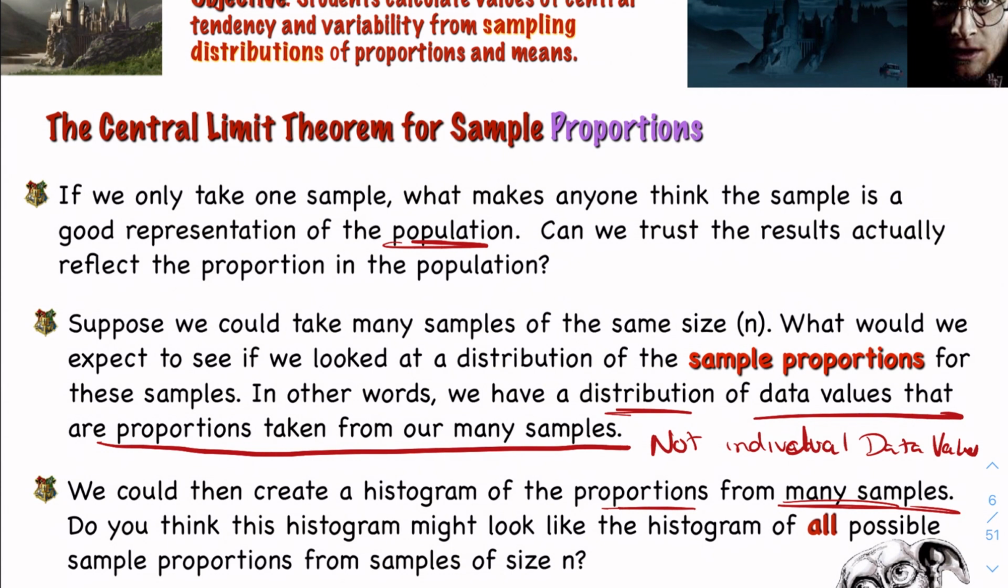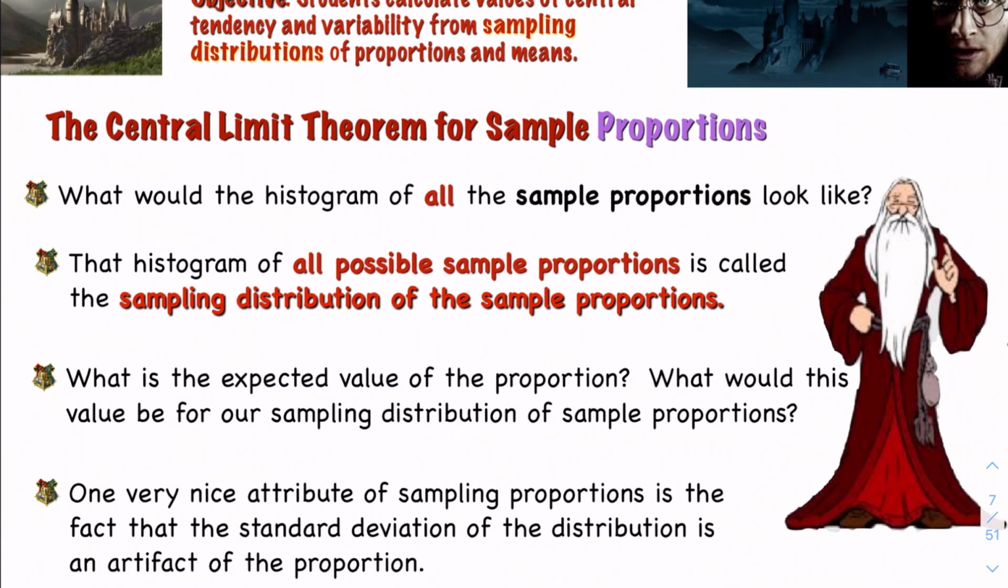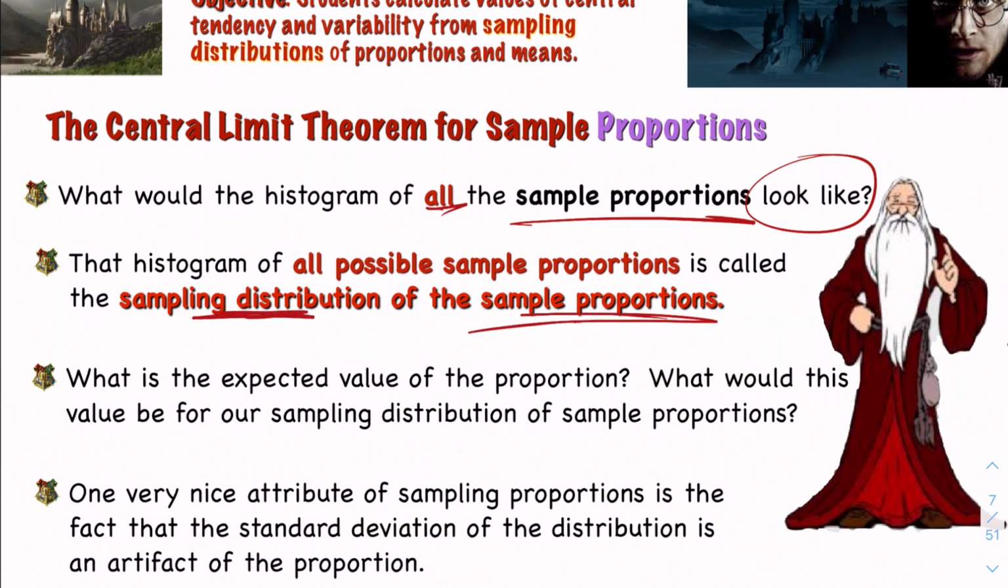Do you think this histogram might look like the histogram of all possible sample proportions for sample size n? So if you have this idea, or you now have experienced the class experiment that we did, what would the histogram of all the sample proportions look like? That histogram of all sample proportions is called the sampling distribution of the sample proportions. You know, it's a mouthful. So we can actually compute the expected value of the proportion. And then we can ask, what would this value be for our sampling distribution of sample proportions?